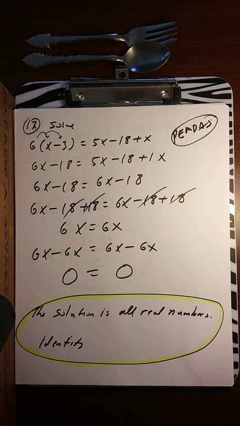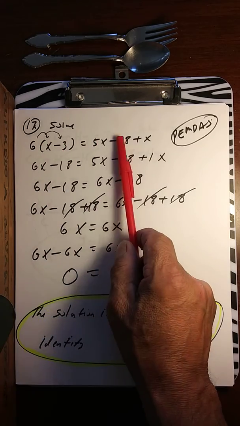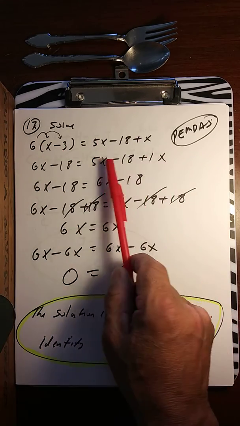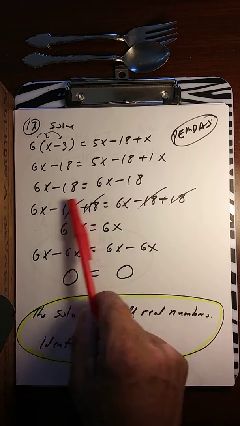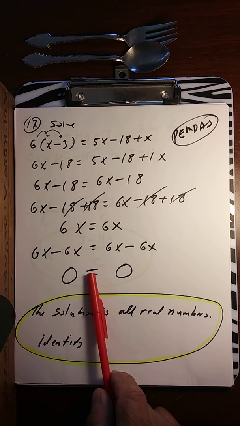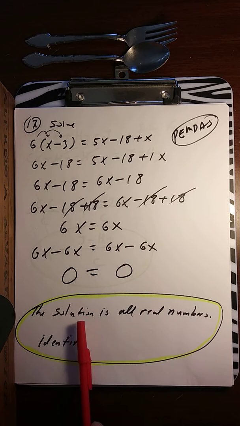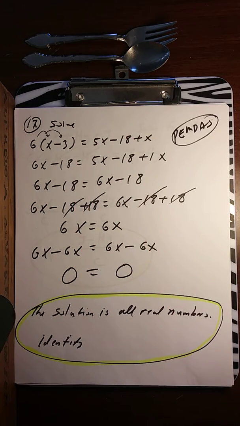No solution, guys. 6 times that is 6x, 6 times that minus 18, 5x minus 18 plus x. Put this together, 1x, and that is 6x minus 18. Plus 18 plus 18, these are gone. 6x equals 6x. Minus 6x minus 6x, you're going to get 0 equals 0. That means the solution is all real numbers. It's an identity. Any number you want to put in there works. All real numbers.